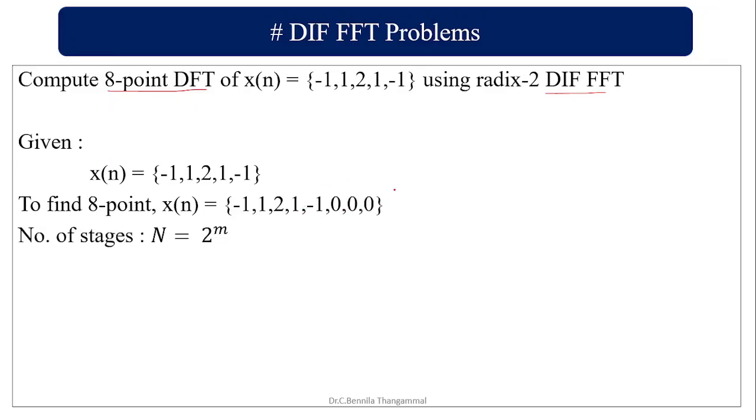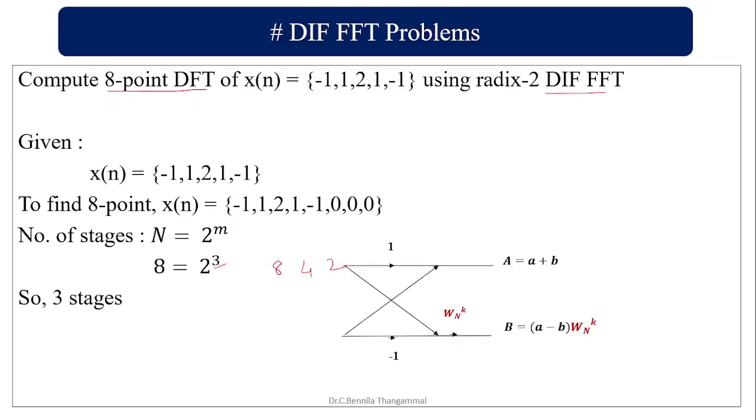And the number of stages to compute is m. So n is equal to 2 power m. So 8-point can be written as 2 power 3. So we need 3 stages. So here in DIF, stage 1 is 8-point, stage 2 is 4-point and stage 3 is 2-point. So here the input will be in the normal order.